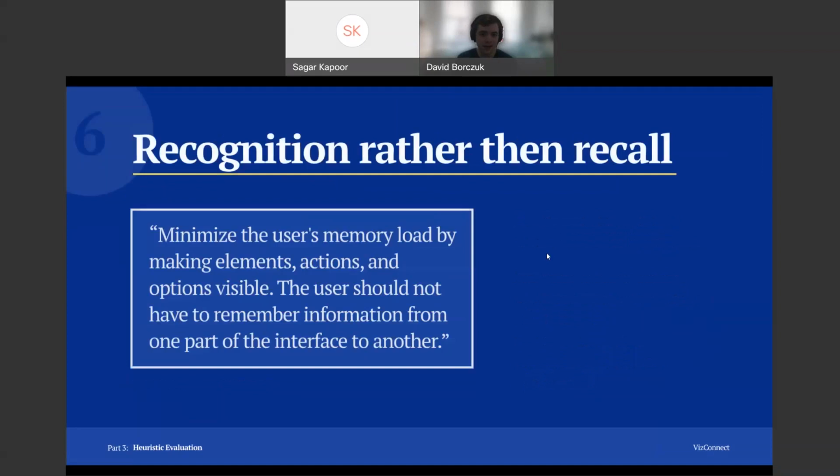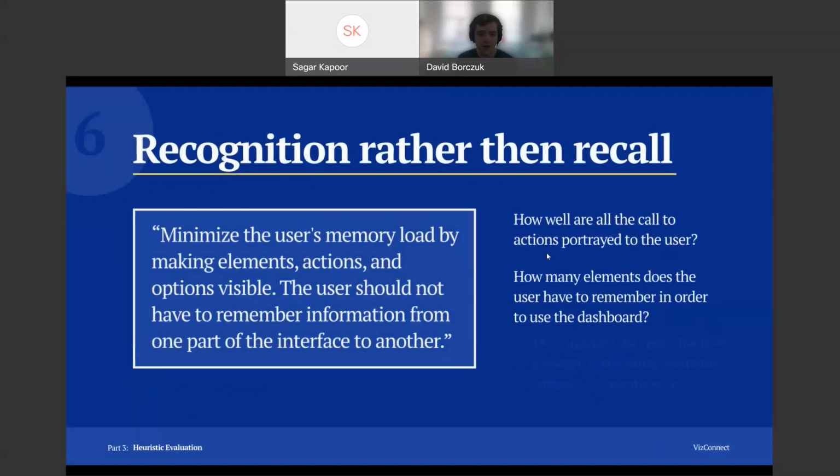Then you have recognition rather than recall. Minimize the user's memory load by making elements, actions, and options visible. The user should not have to remember information from one part of the interface to another. So this is really important for iconography and descriptions of things that are going to be similar on each dashboard.